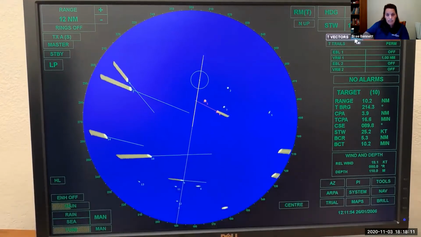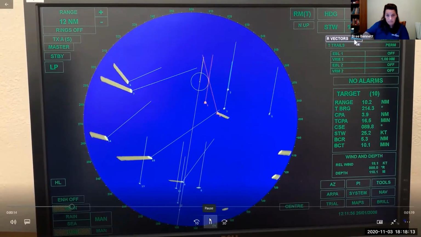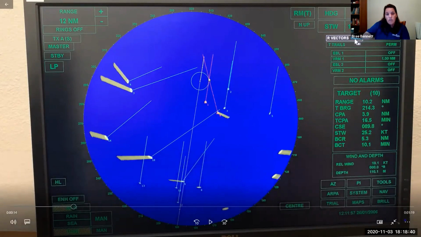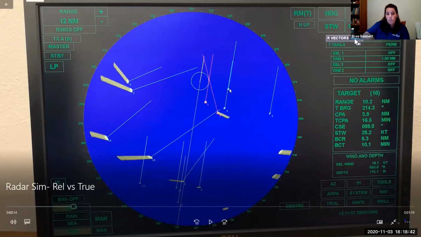When I go back to relative here, here's our relative. This helps us figure out where they're going to be if nobody changes their course and speed. So if I don't change my course and speed and they don't change theirs, this guy right here is going to get 1 mile from me. And so is this guy. They're both going to be about 1 mile from me about here. So that's the closest point of approach. That's our CPA, closest point of approach.